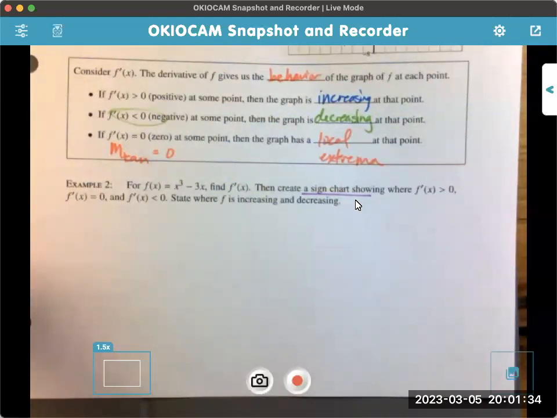So where is f prime increasing? Where is f prime 0? And where is f prime less than 0, or negative? And then we're going to state where f is increasing and decreasing.